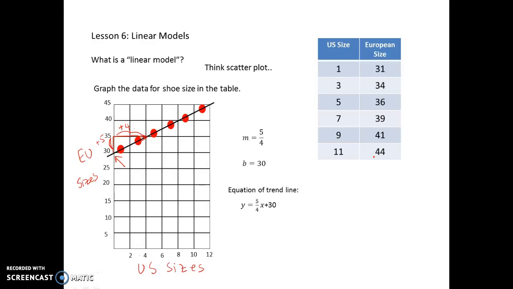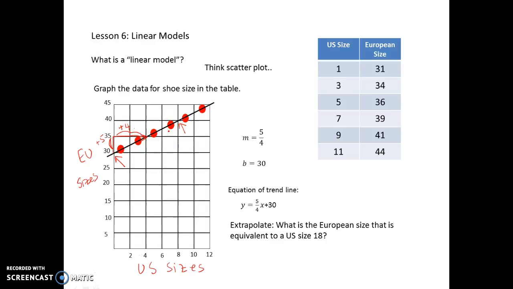Once we have the equation of the trend line, we can do an awful lot of things. We can do what's called interpolation. Interpolation means how do sizes equate within the data that we're given. So if I wanted to look at a size 8, a size US 8 would be probably close to a 40 in European sizes. So, you can look at interpolating the data.